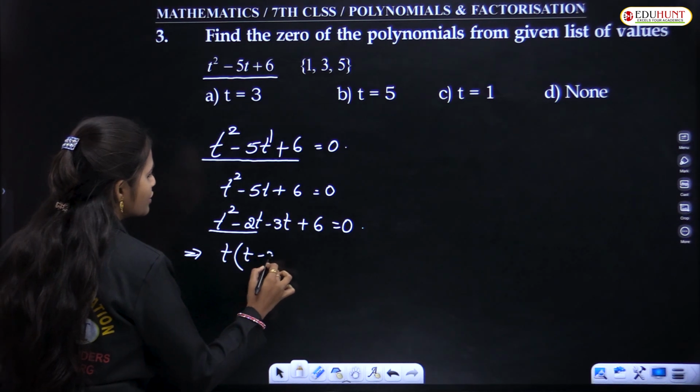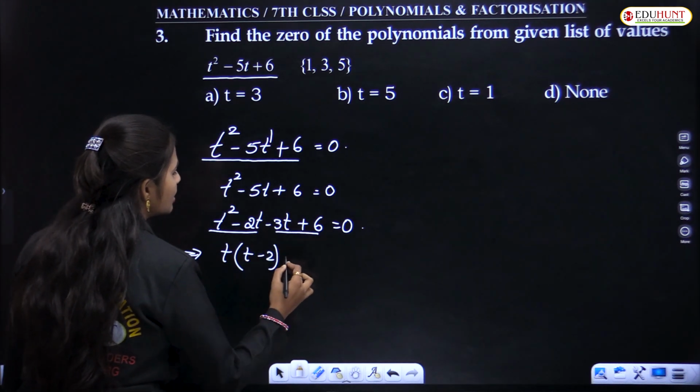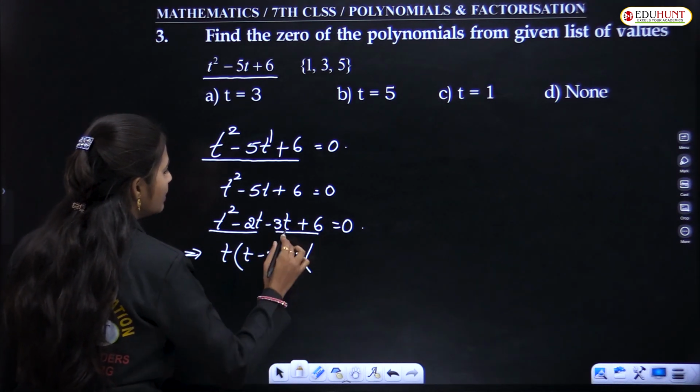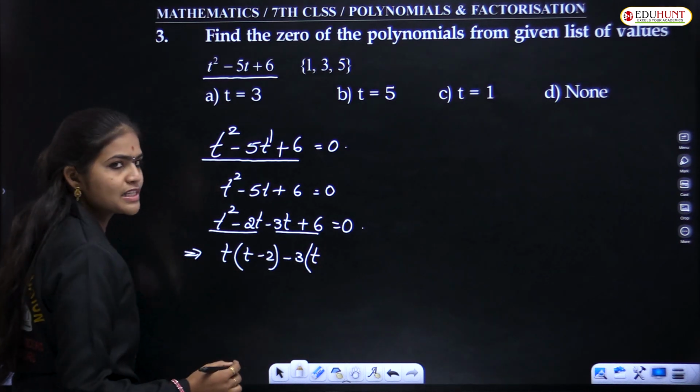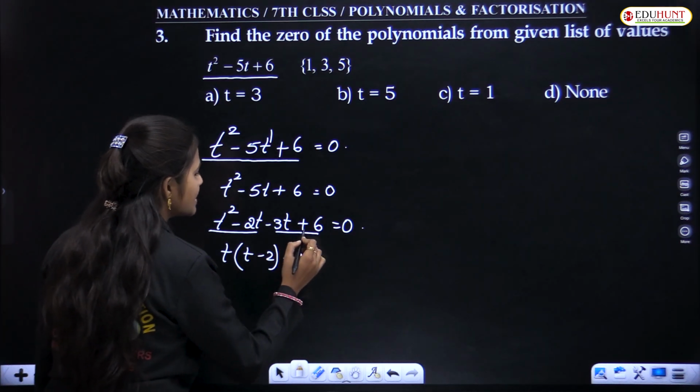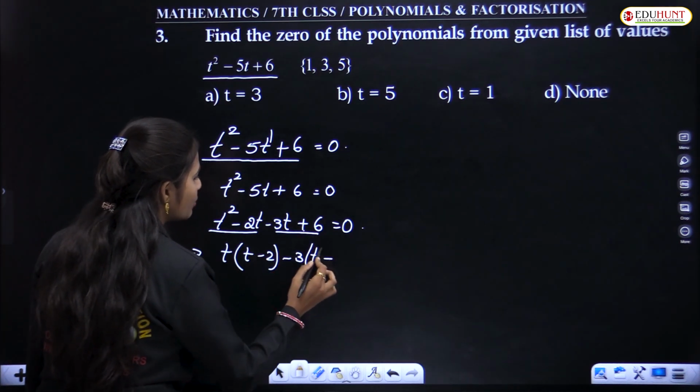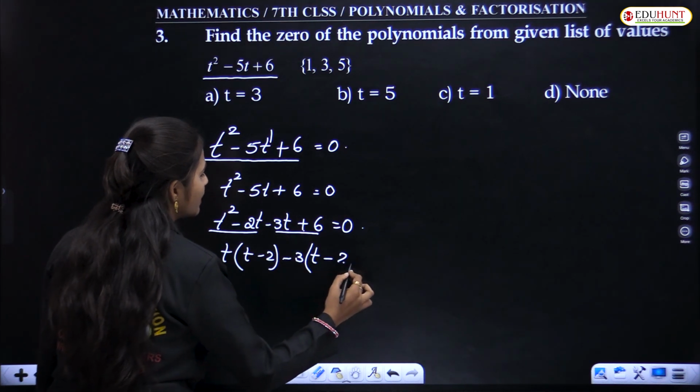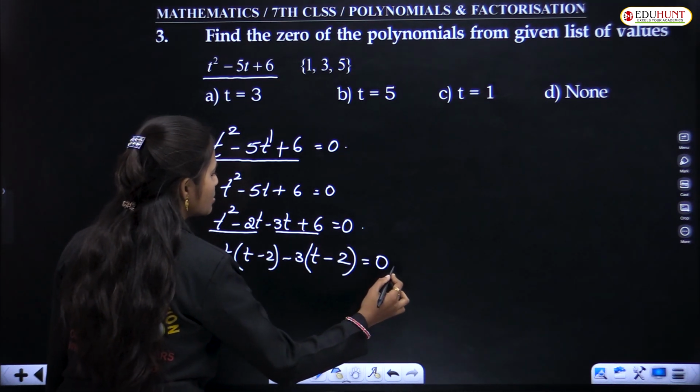So t minus 2, and from the next two terms, take minus 3 as common. Here minus 3 into t is equal to minus 3t, and here plus is there, no? That's why minus into minus is equal to plus. So 3 into 2 is 6, which is equal to 0.